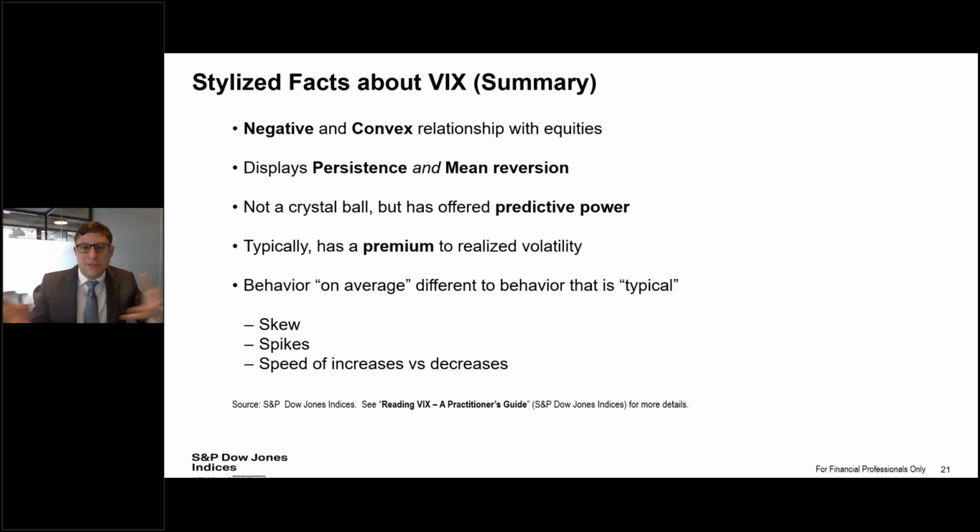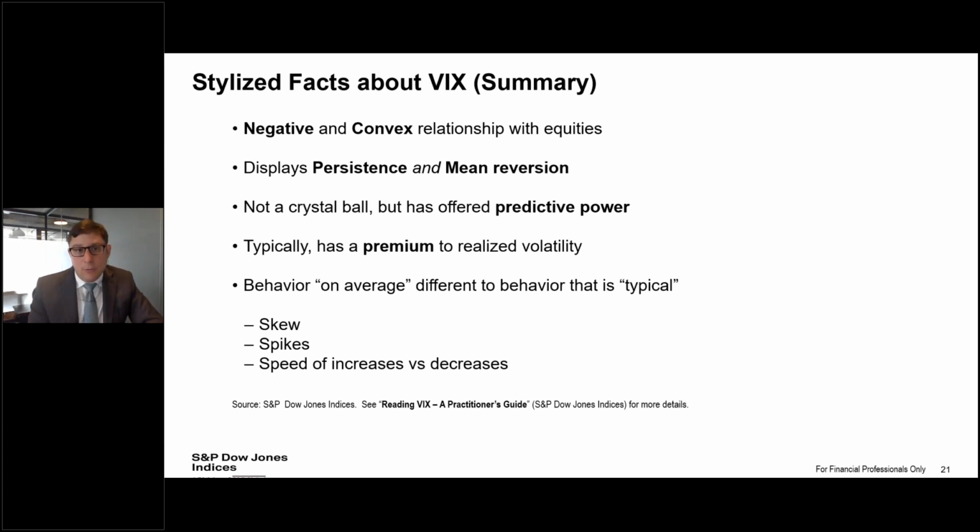But just to summarize that segment, here are some stylized facts about VIX. First of all, VIX has a negative and convex relationship with the equity markets. When equities go up, VIX goes down, and vice versa, but not in a symmetric way. That's the convexity that makes it powerful for hedging. VIX itself displays a degree of persistence. There are regimes of higher and lower volatility, but even though you may be in a high volatility regime, eventually you expect it to go back to normal, so mean reversion in the medium term.